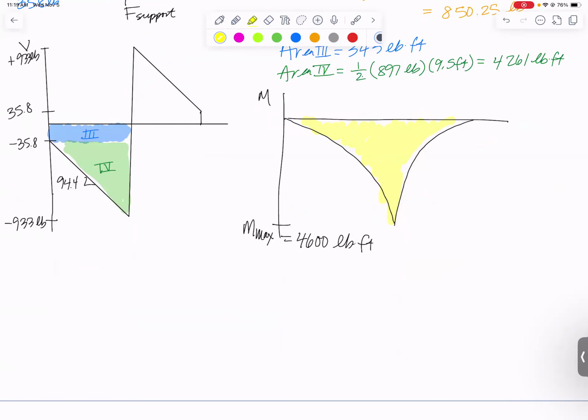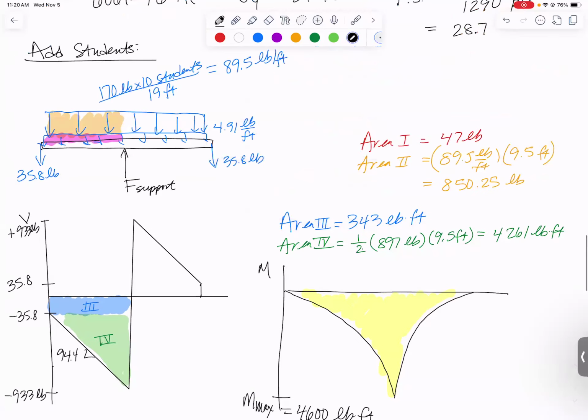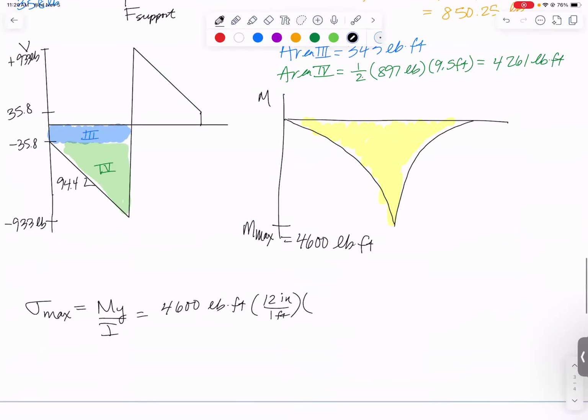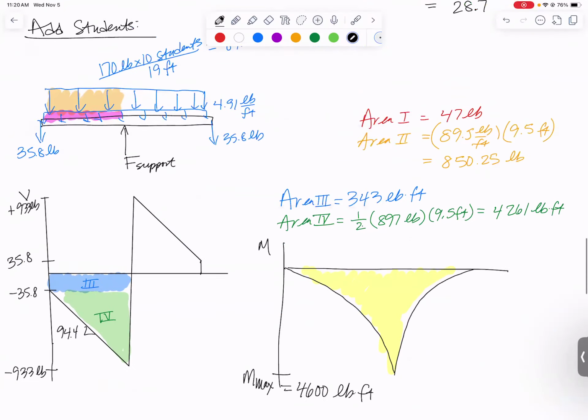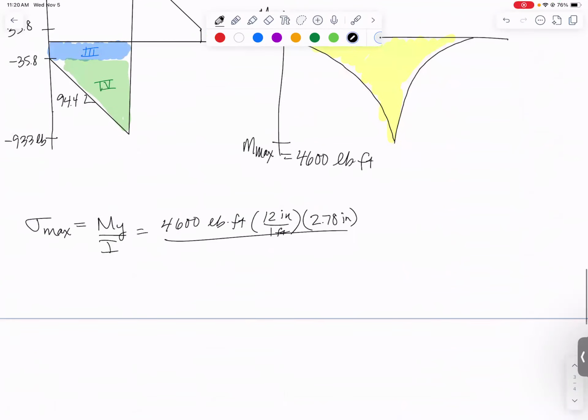Let's use that information. Same equation as before. Sigma max is always My over I. We are now going to plug in 4,600 pound-feet, convert from feet to inches, so 12 inches in 1 foot. We're going to plug in our y value, which is the same radius we used before, 2.78 inches, and we're going to divide by the moment of inertia, which was 14.7 inches to the 4th. We do that math, and we get 10,400 psi, or 10.4 ksi.